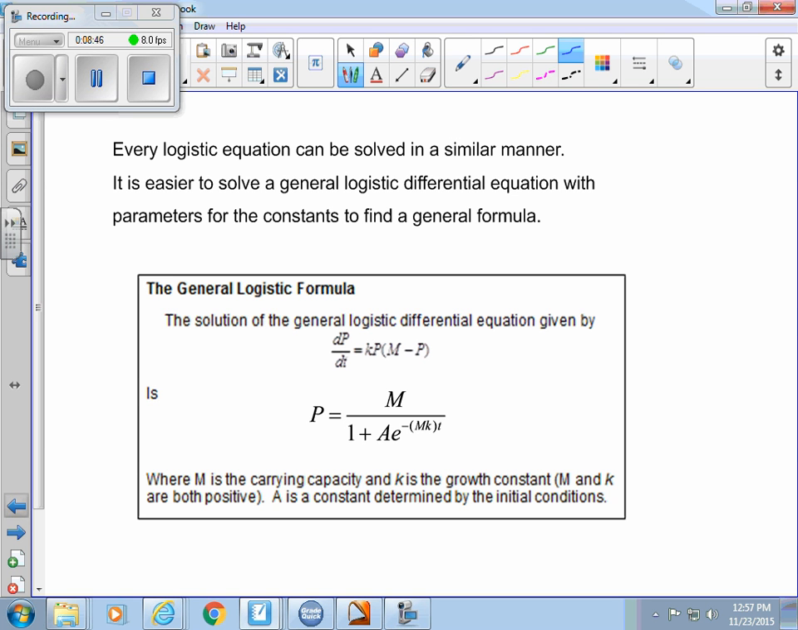Negative. A is a constant value. Negative MK, same as with exponential. And A is also constant.